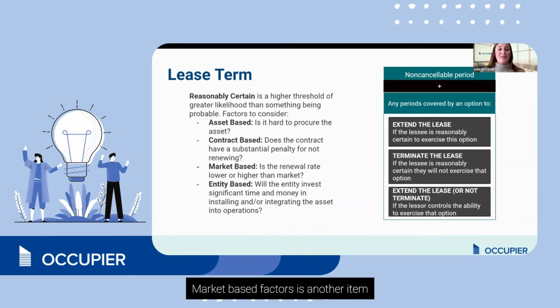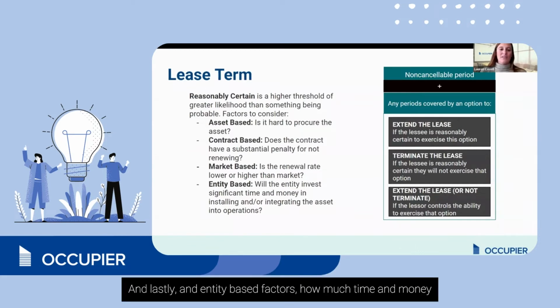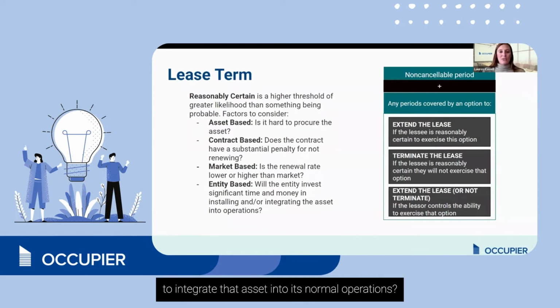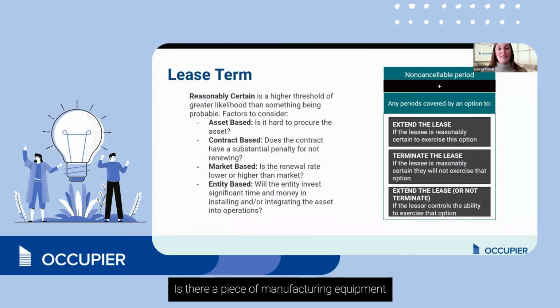Market-based factors is another item. Is the renewal rate lower or higher than the market? If it's significantly lower, well, then you may be encouraged to extend that lease versus the other way. And lastly, entity-based factors. How much time and money did your company take to integrate that asset into its normal operations? How integral is it to the overall success of the company? Is it a piece of manufacturing equipment that's used to generate all of the widgets that you sell? Or is it the coffee machine that the finance team uses, which is integral to their operations, but not integral to the overall company's manufacturing operations?